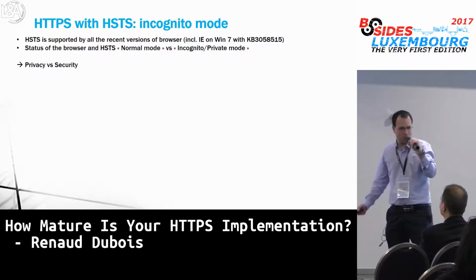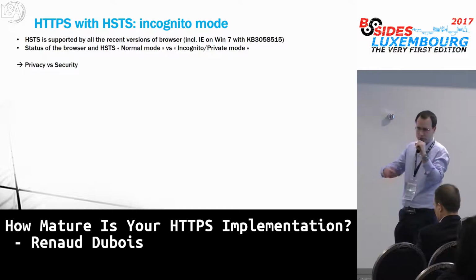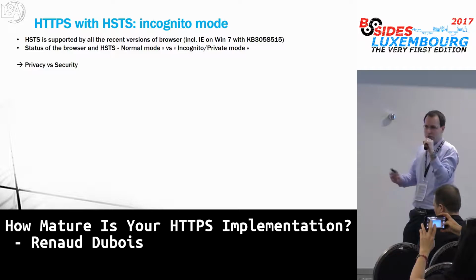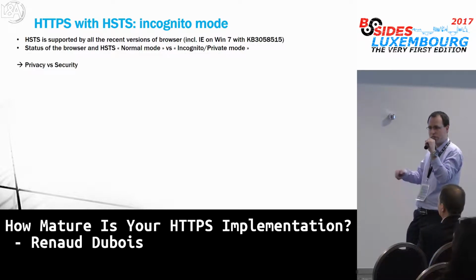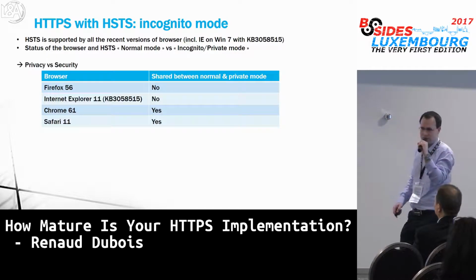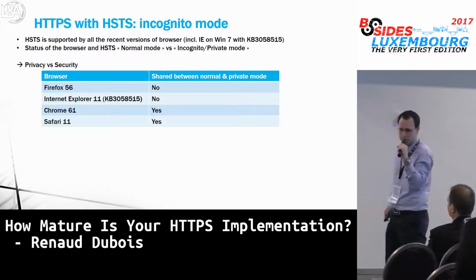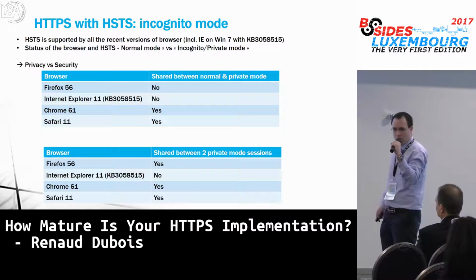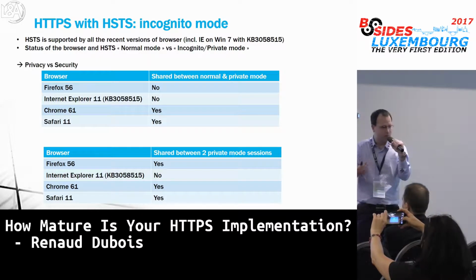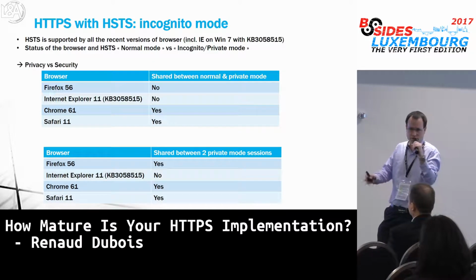And we had a look: if you connect in normal mode, standard mode, and then you connect in incognito mode, do they share the same HSTS cache or do they have a separate cache? Depending on the browsers, we can see that it's a different approach. We also looked at the different incognito modes. So you have a first incognito window and you open a new one. Do they share the same cache?